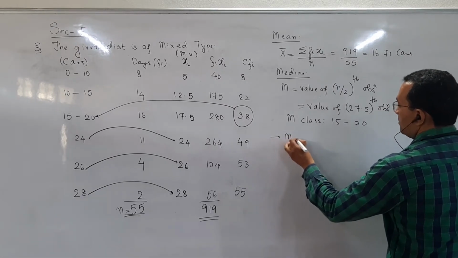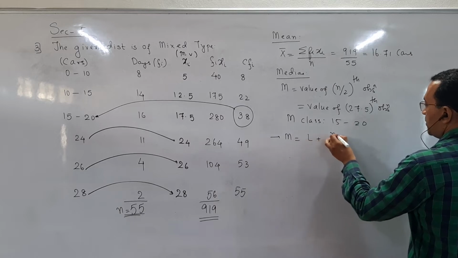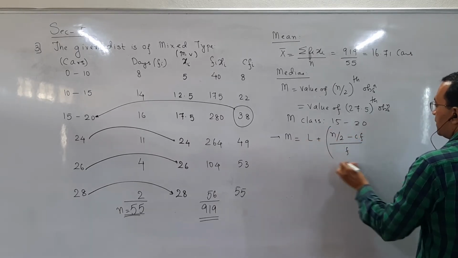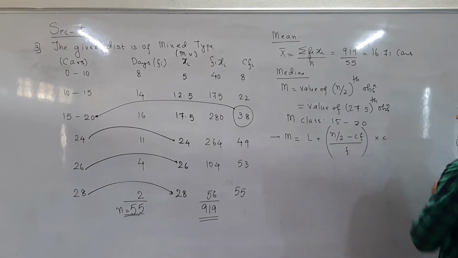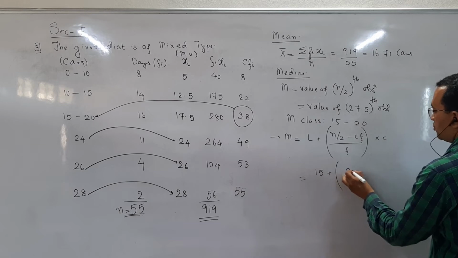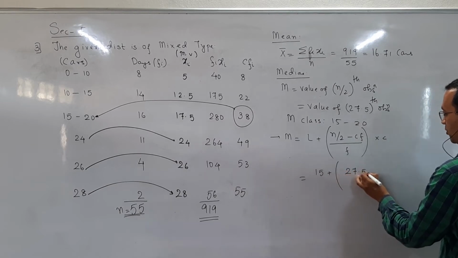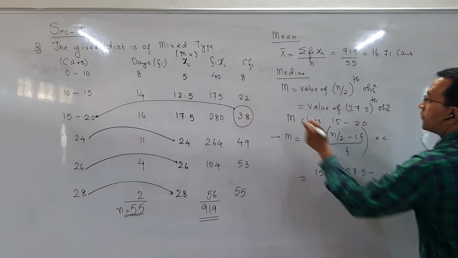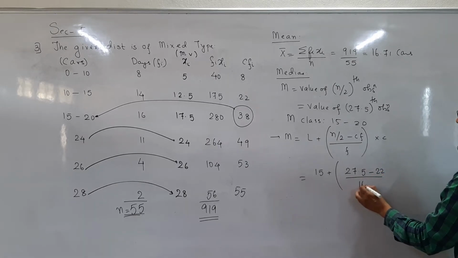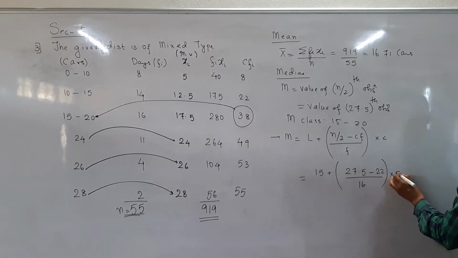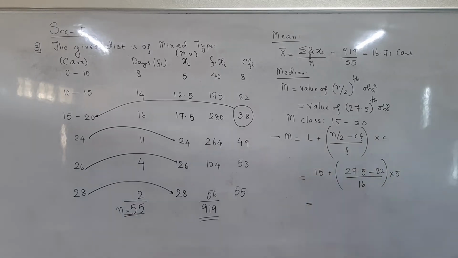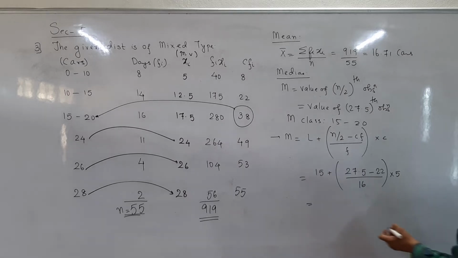So, median is equal to L plus n by 2 minus cf upon f into c. L will be 15, n by 2 is 27.5. Cf of the above class is 22. Frequency of the same class is 16. And class length is 5. Simplifying this turns out to be 16.72 cars.